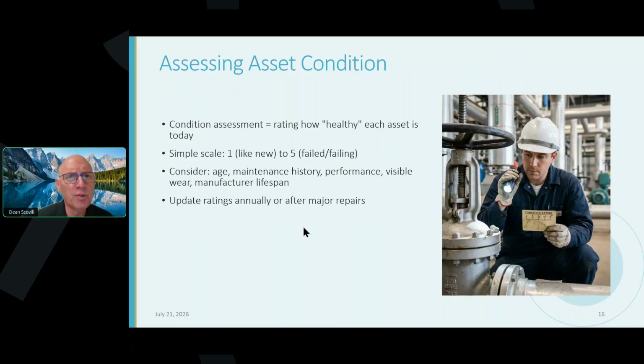Condition assessment: rating how healthy each asset is, as I'm saying, on a scale where 1 is like new and condition 5 is failing. Again, you do that for all your assets. Consider the age, maintenance history, performance, visible wear, and also get the manufacturer's lifespan. Right? They'll tell you how long that particular component will last before it ages out. It might go a little longer if you take care of it, right? That's why you get that adjusted timeline, because if we've not taken care of it, then we're going to decrease that longevity before it ages out.